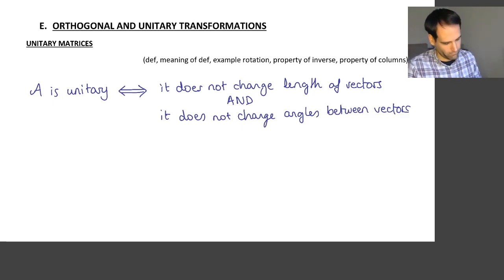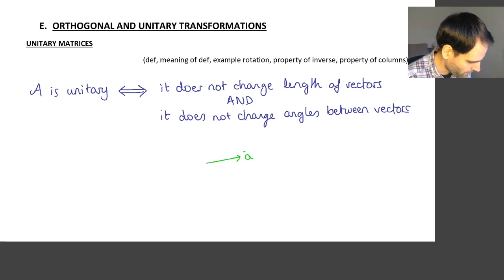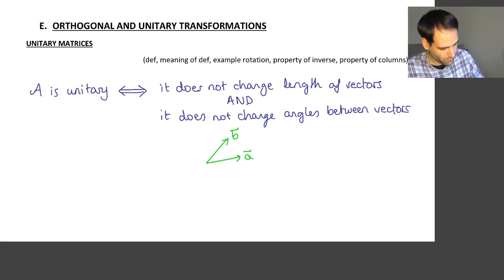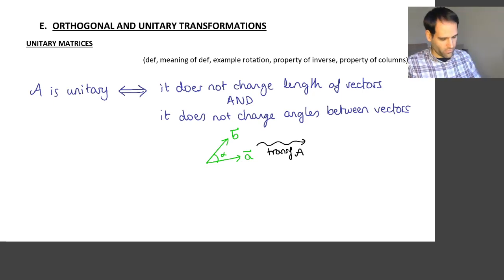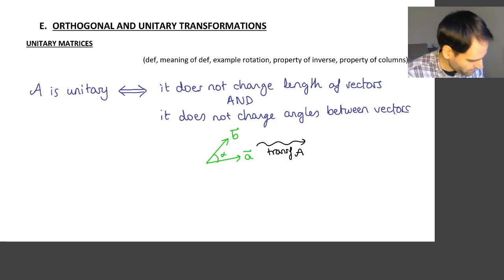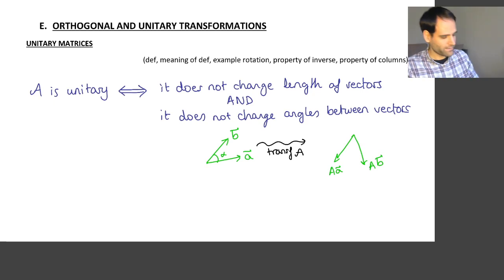So let me explain it. If you start with 2 vectors, let's say vector A and vector B, these 2 vectors have a certain length and a certain angle between them, yeah? And now we apply this transformation, so the resulting vectors could be oriented differently, okay? They could be oriented maybe like this, A applied to A, and like this, A applied to B. But the length is the same after the transformation, and the angle is the same, okay?